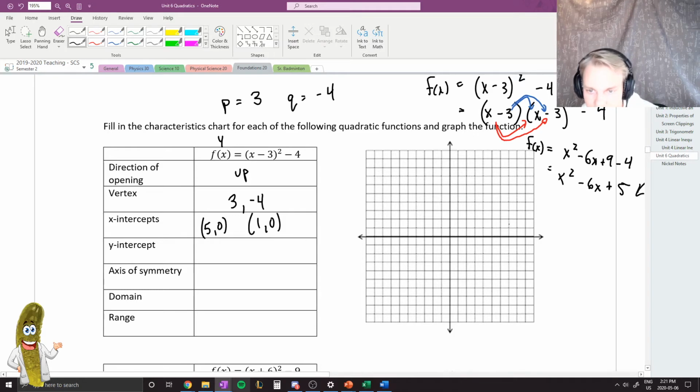So I can mark those two on the graph. 1, 2, 3, 4, 5, 0, and 1, 0. And then I'll also mark my vertex, which is 3, negative 4, right down here. So I've got 3 known pieces of information now.